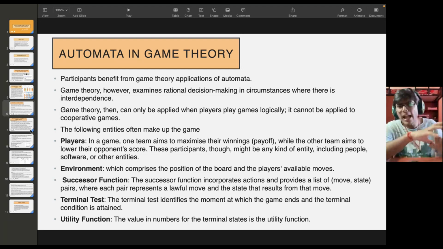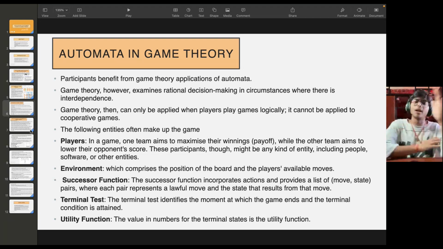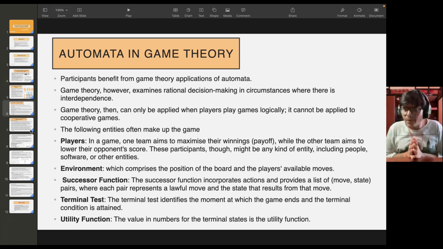Next. Now here comes the thing that we are studying. We studied game theory and automata theory, and the main topic that we're going to discuss in today's lecture is the application of automata in game theory. Until now you were learning what game theory is and what automata theory is. So now we will mix them and learn the application of automata in game theory. Now, applications of finite automata, right? So what are the applications of finite automata?